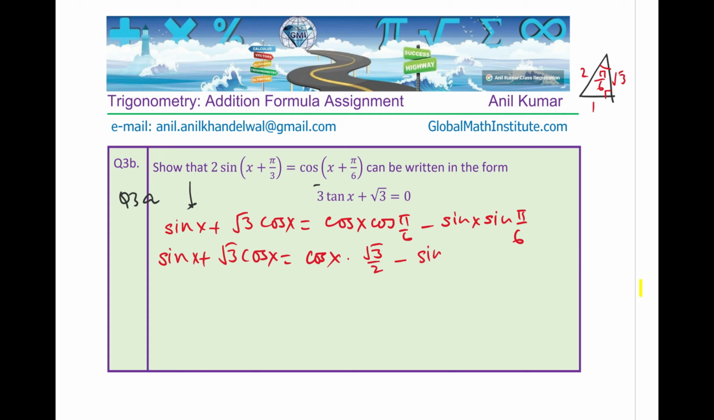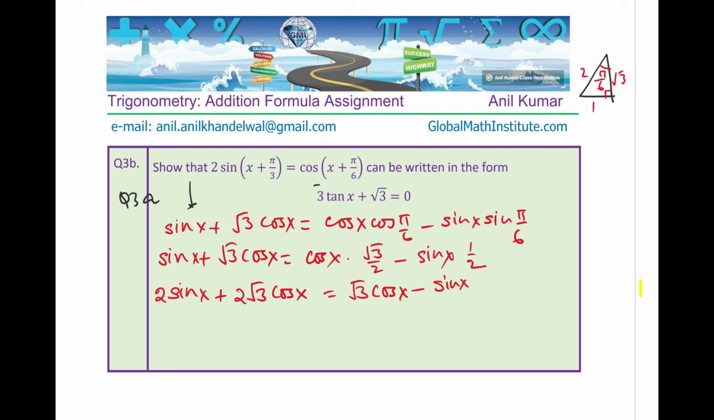Minus sine x, and sine pi by 6 is half. Multiplying by 2 on both the sides, what do we get? We can say this is 2 sine x plus 2 square root 3 cos x equals to square root 3 cos x minus sine x. Now bringing cos and sine together, we have to get 3 tan x equals to square root 3.